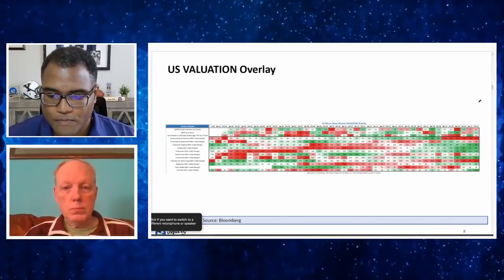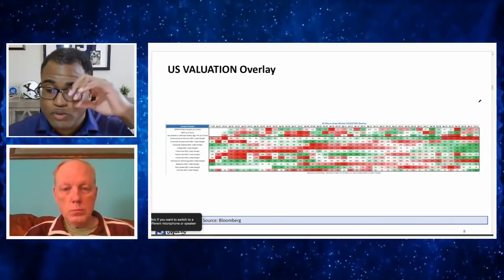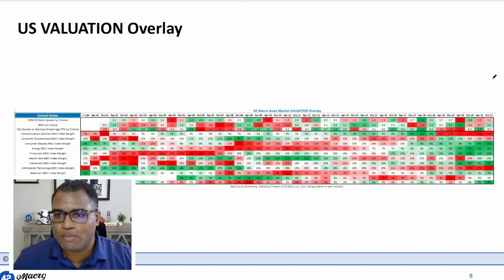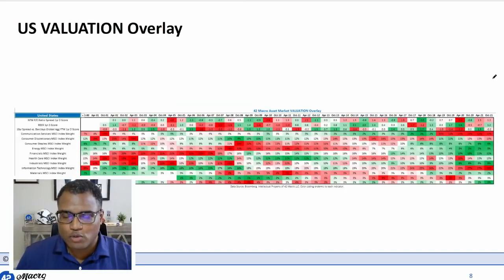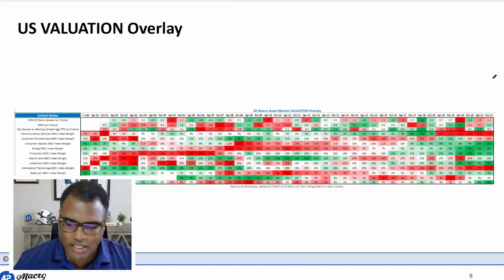And so skipping ahead here, we don't look at valuation a ton. We do have a valuation overlay in the process, but what typically happens is valuation, in our opinion, tends to be a lagging indicator with respect to influencing asset markets relative to the impulses in growth and the impulses in inflation. So you can check that out if you want to.